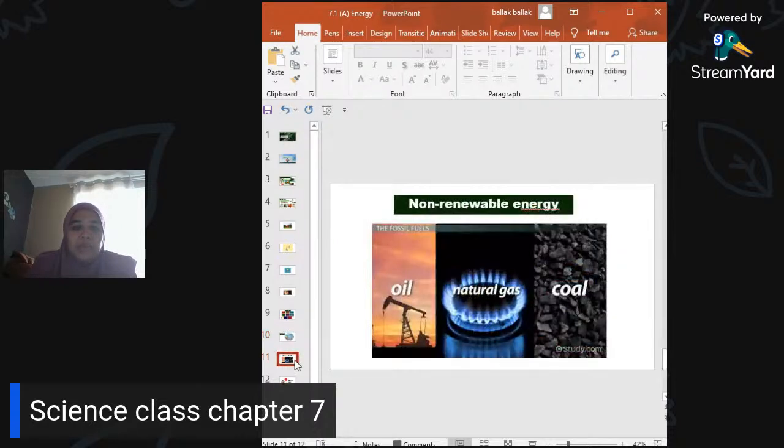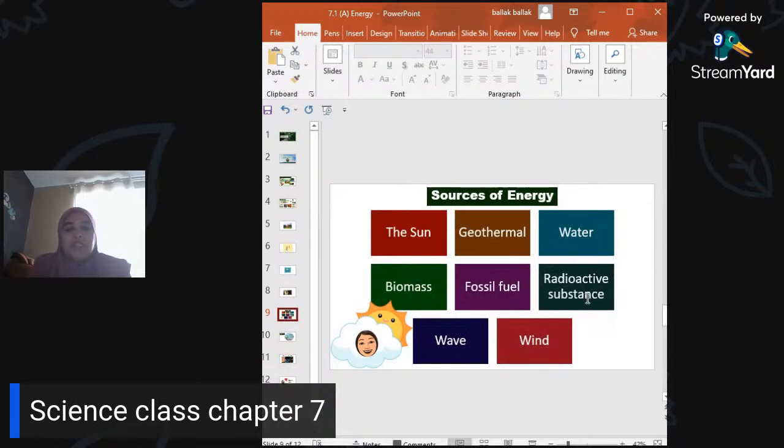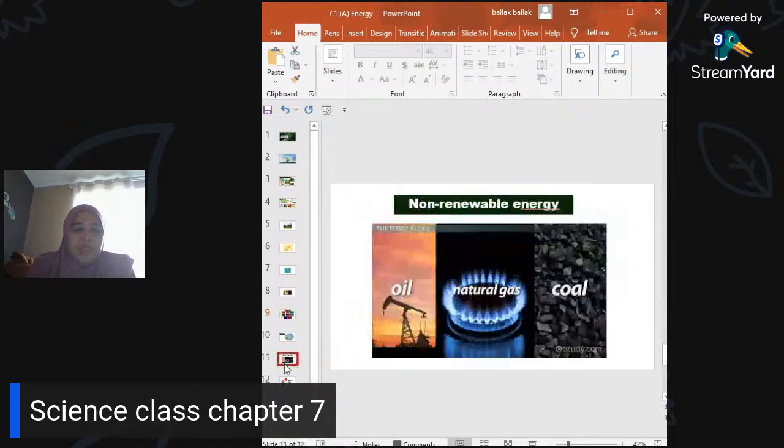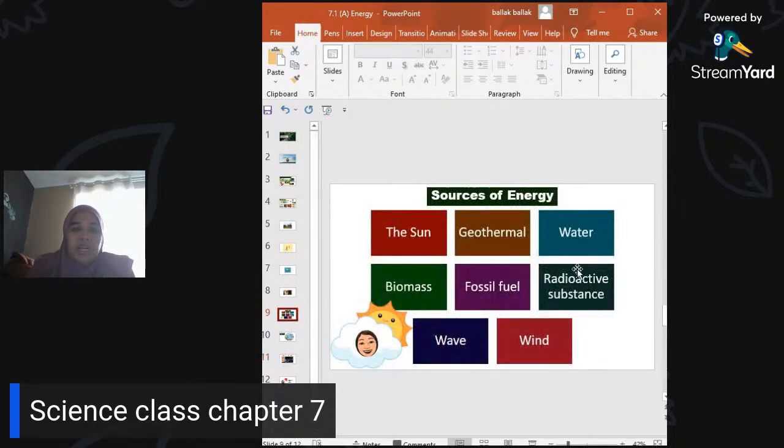And then we have non-renewable energy. Non-renewable energy examples are oil, natural gas used for cooking, and coal. Radioactive substances are also considered non-renewable energy, for example uranium and plutonium, usually used at a nuclear plant to produce electricity.